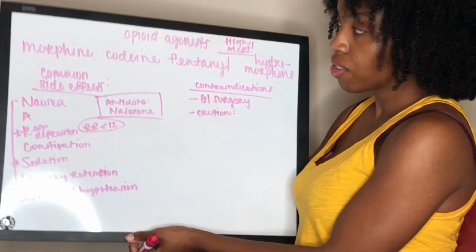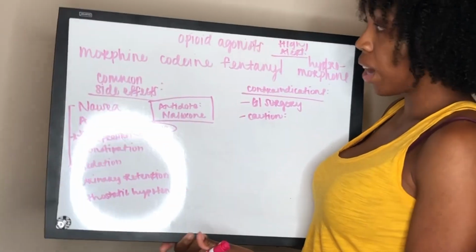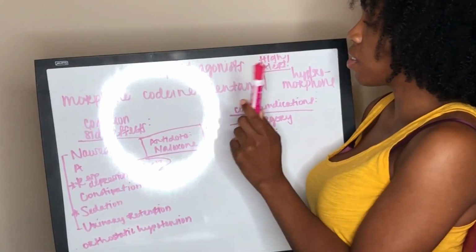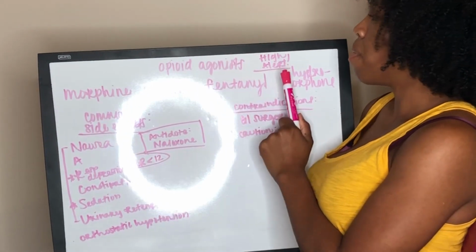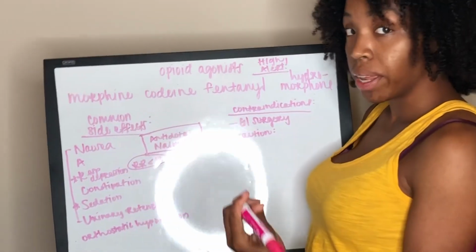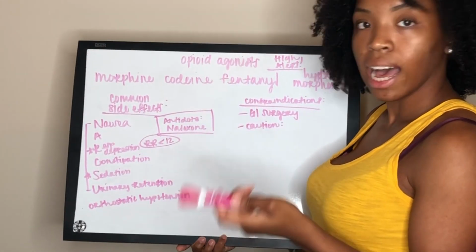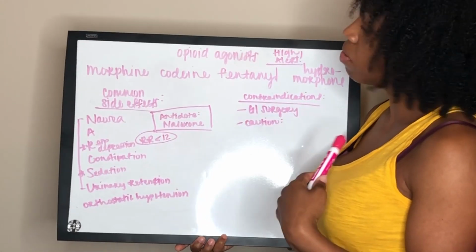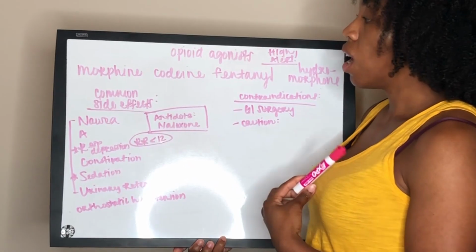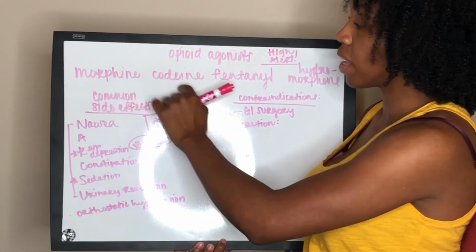Okay, so I kind of wrote this out a little bit for you guys. I just put the title at the top, opioid agonists. They're a high alert medication because you need a witness to waste the rest, just because people can get high and do bad stuff with this drug. I put the title of the drugs.